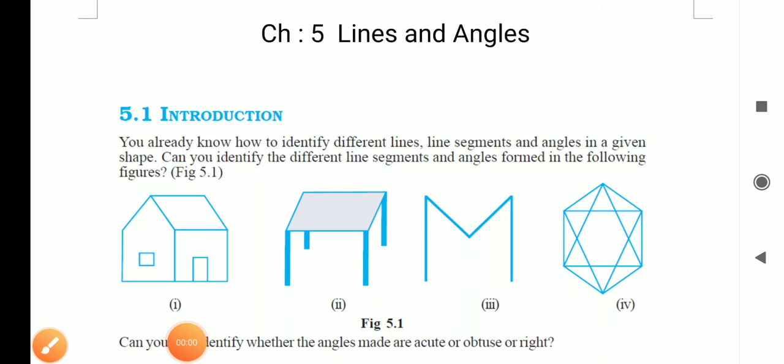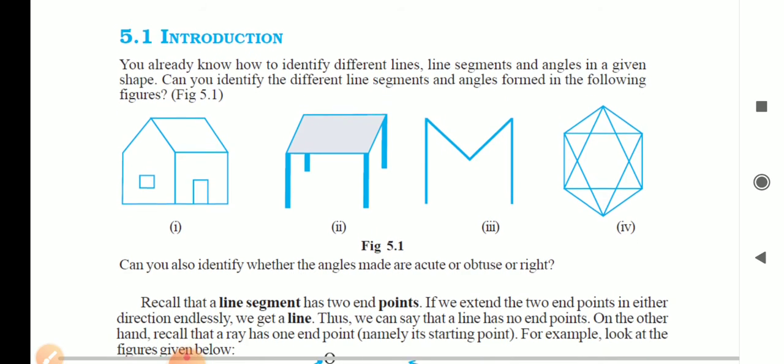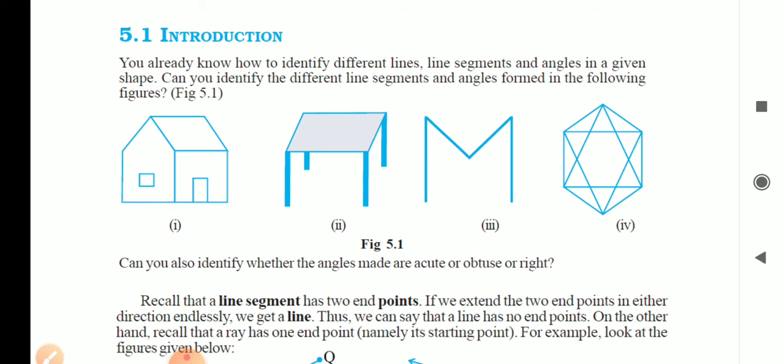Hello students, today we shall start your new chapter, Lines and Angles. That is chapter number 5, and first of all I want to introduce the chapter. You already know how to identify different lines, line segments and angles in a given shape.